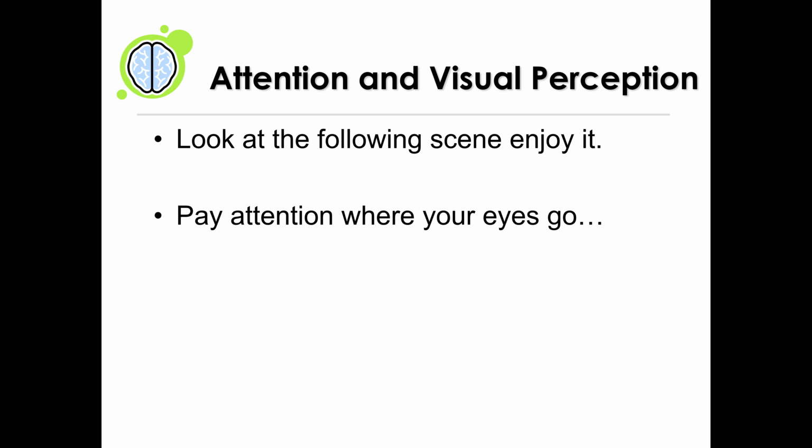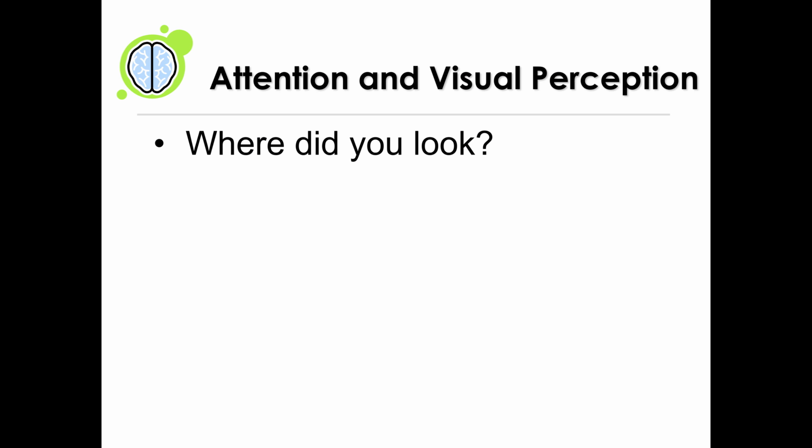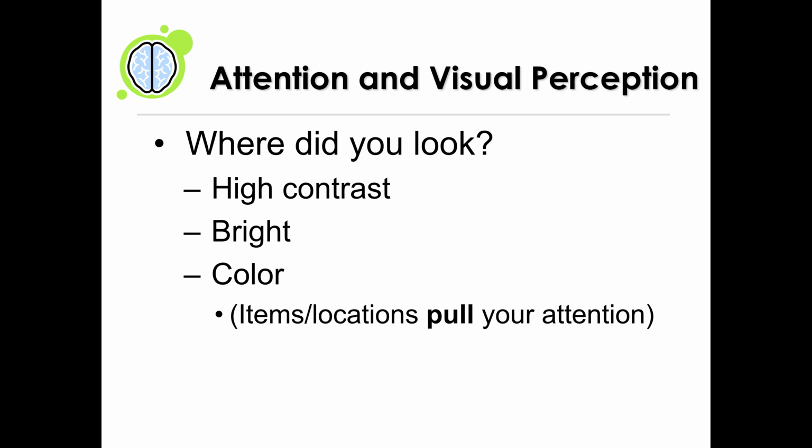Okay, so here's just some more scenes. I want you to just view them, just one here, and pay attention to where your eyes go. Oh, isn't that beautiful? Okay, so where did your eyes go? Oftentimes they're going to go to areas of high contrast, possibly bright lights, color differences. These are items in the environment, in a location, in a scene. They're going to pull your attention. So this is an important thing to note, that items in an environment pull your attention. Okay, so colors, blinking lights, moving objects, definitely they're going to pull your attention.